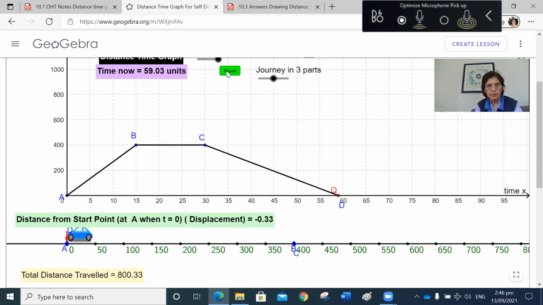Okay, let's reset it. Now have a look over here. And this part, gradient is a steeper line, or gradient is higher. And this one, it is less steep. So that means in both parts, it's moving at a constant speed, but this one is a slower speed because the slope is smaller, or gradient is less.